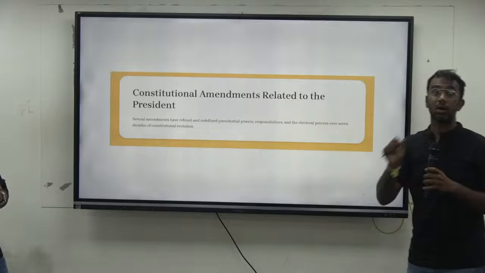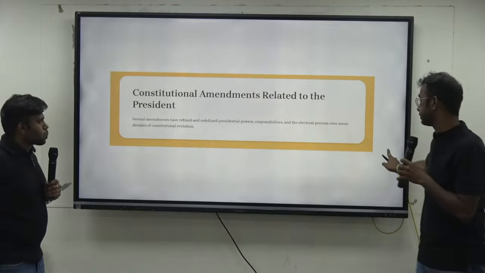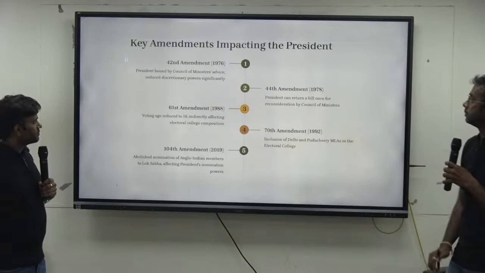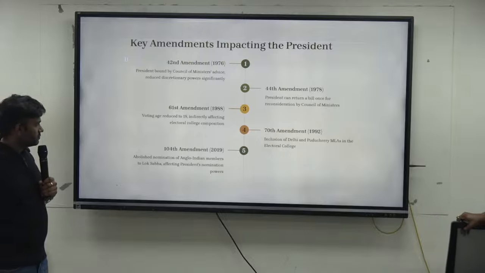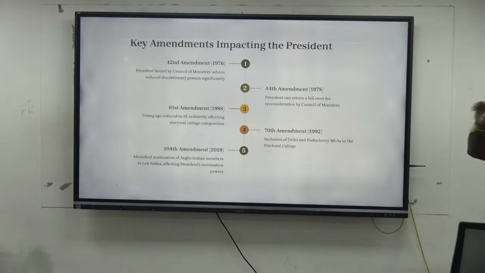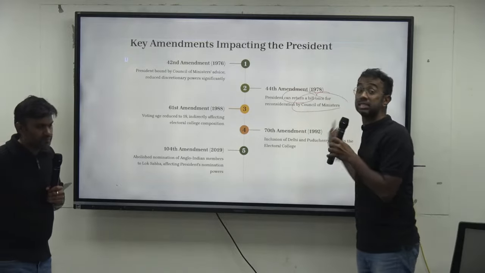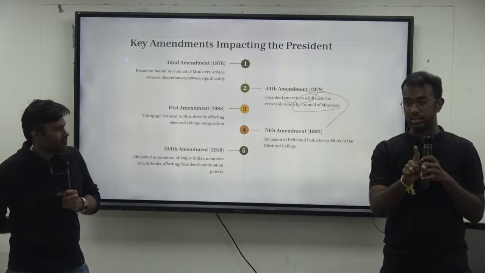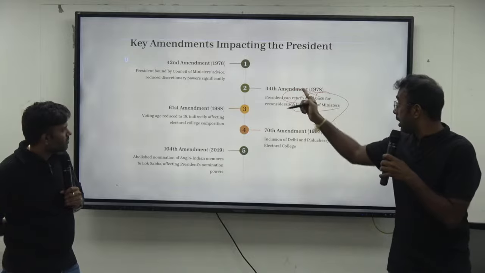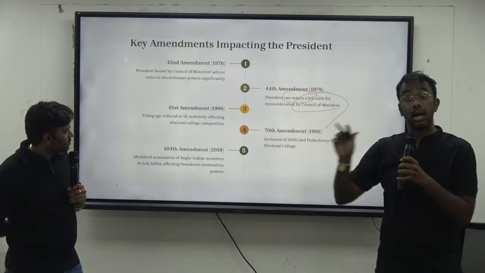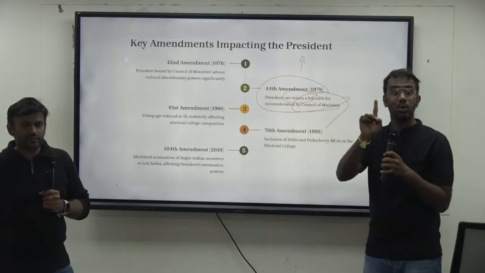And very important constitutional amendments related to the president you should know. Which are the most important amendments? In the 42nd amendment, the president was bound by the council of ministers, reducing the discretionary powers. But in the 44th amendment, the president can return a bill once for reconsideration by the council of ministers. Do you remember this? Earlier, after the 42nd amendment, if a bill was sent again, the president had to compulsorily give assent, but now he can return it at least once. Got the idea?